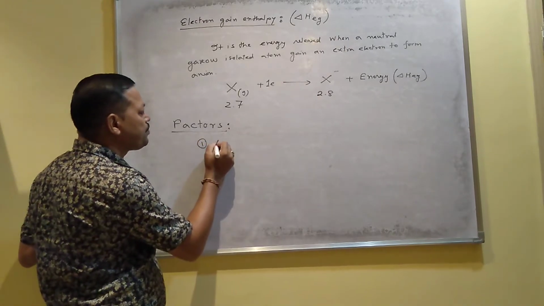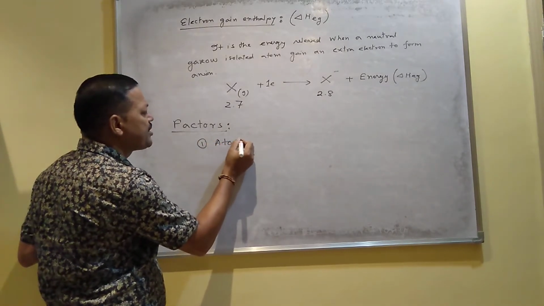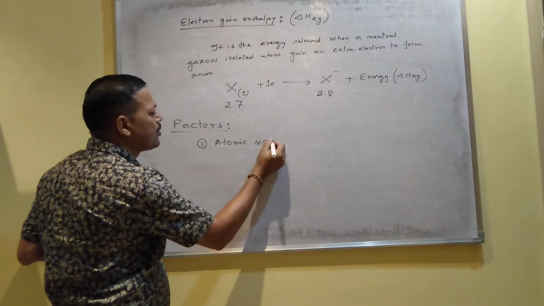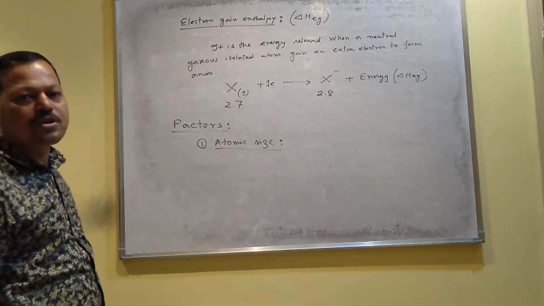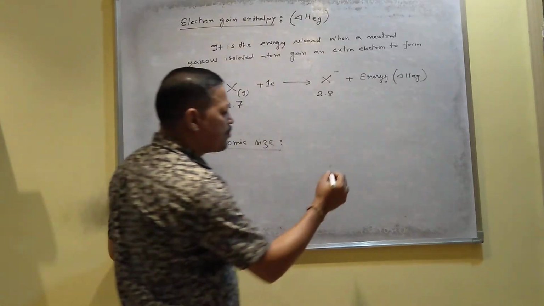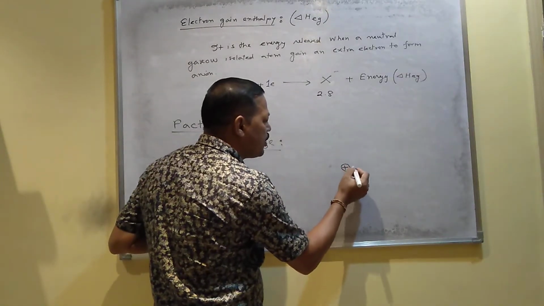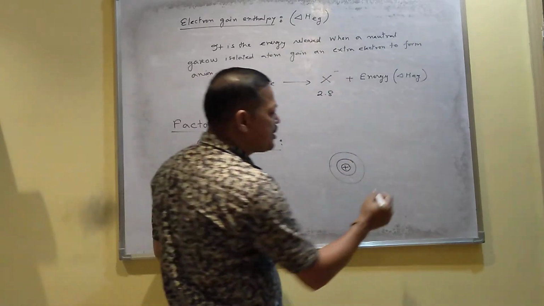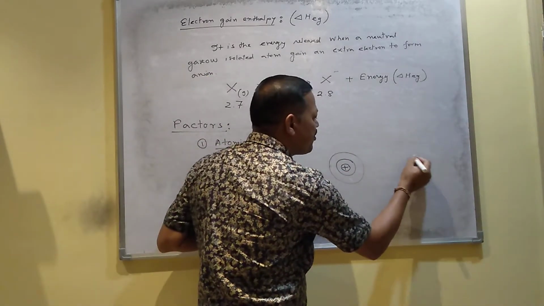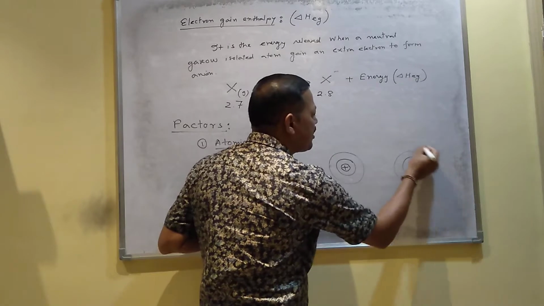Number 1, atomic size. Whether electron gain enthalpy will be high or low mainly depends on the size of the atom. For example, this is one atom. This is the nucleus, first shell, second shell. I mean, it contains two shells. And this is another atom, with first shell, second shell, third shell.